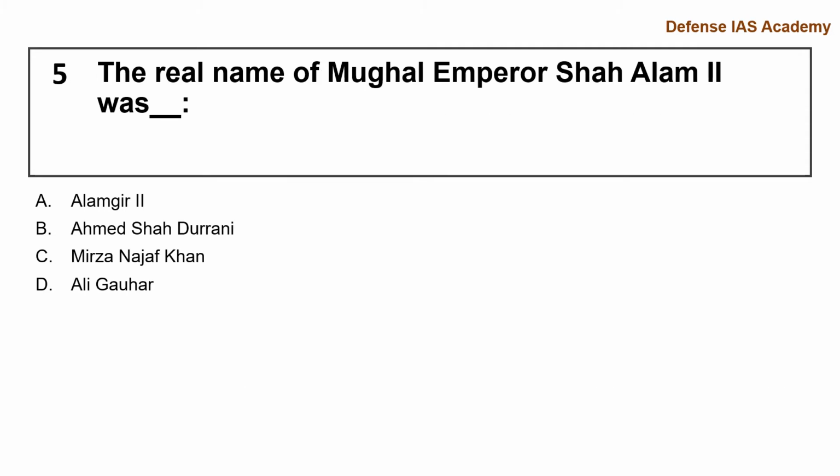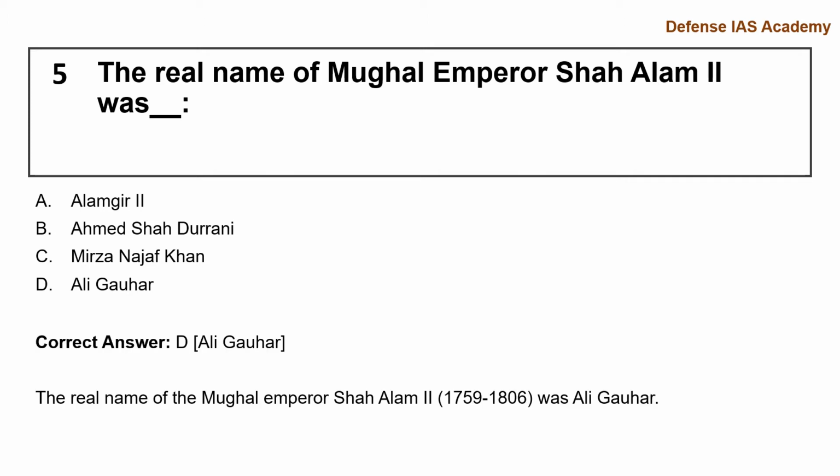Question 5. The real name of Mughal Emperor Shah Alam II was? The correct answer is option D, Ali Gauhar. The real name of Mughal Emperor Shah Alam II, who ruled from 1759 to 1806, was Ali Gauhar.